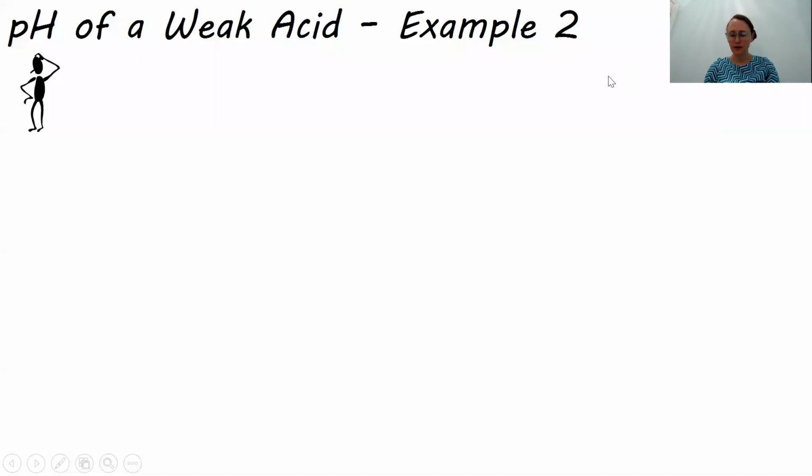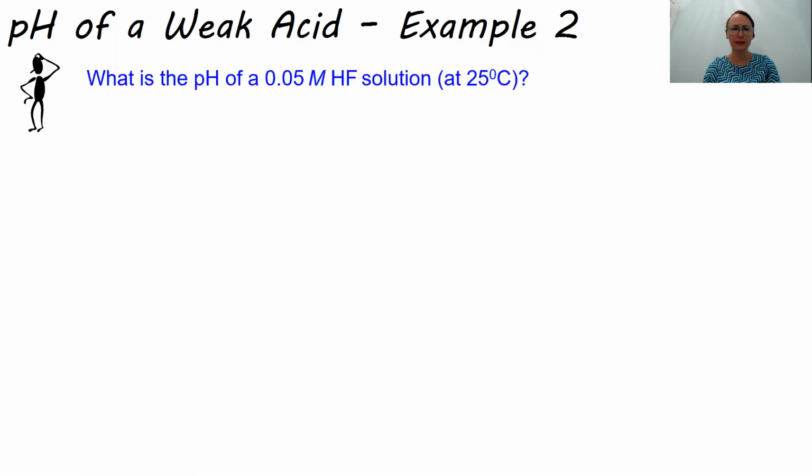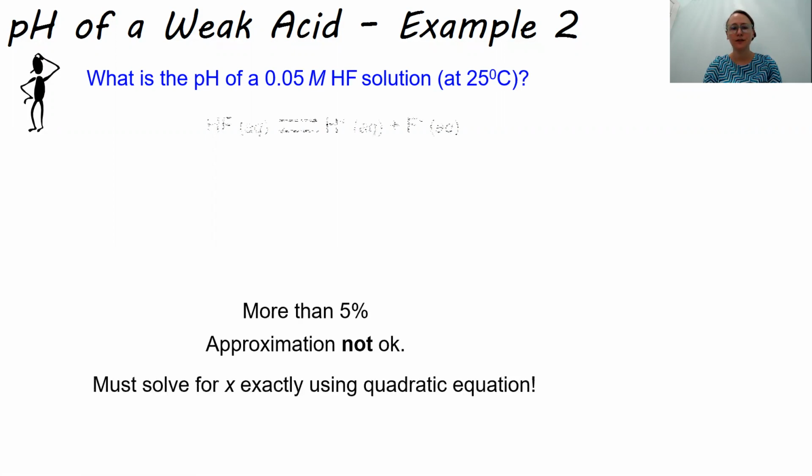Now let's work another example where we are determining the pH of a weak acid. We're going to use hydrofluoric acid again, but this time it's a much lower concentration, 0.05 molar. So this is going to be an example where the approximation doesn't work, and we're going to go through that.